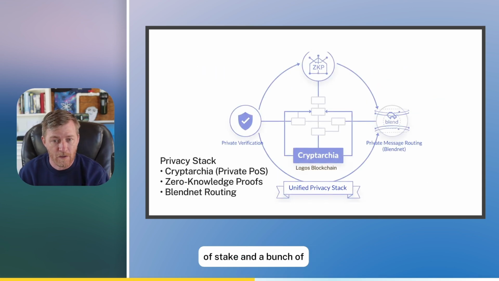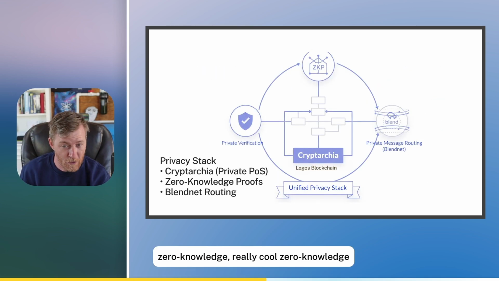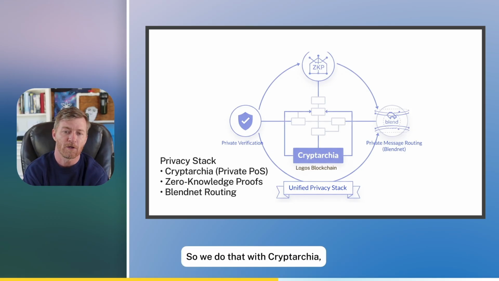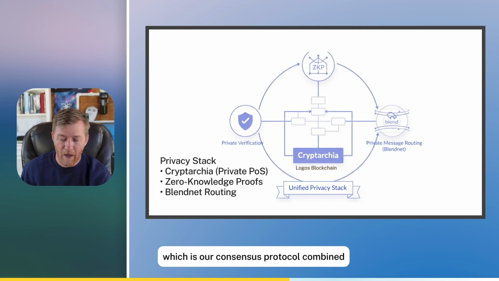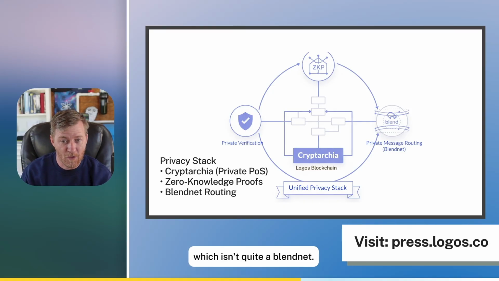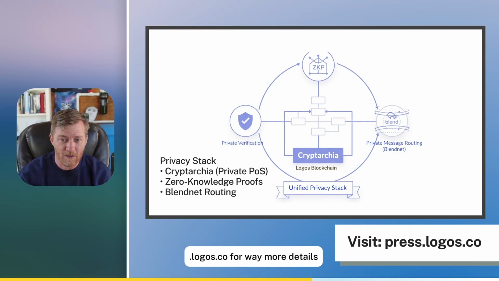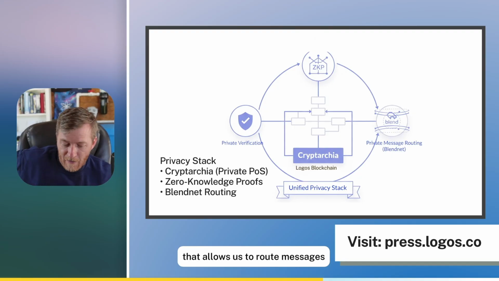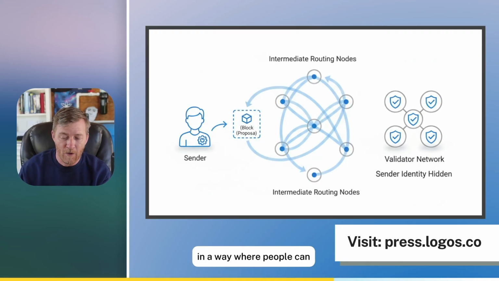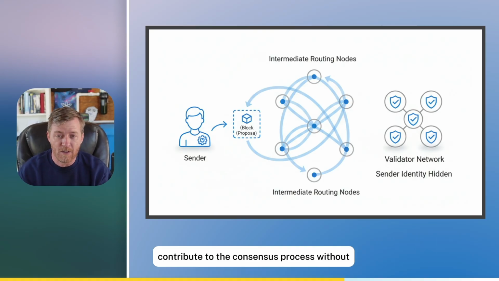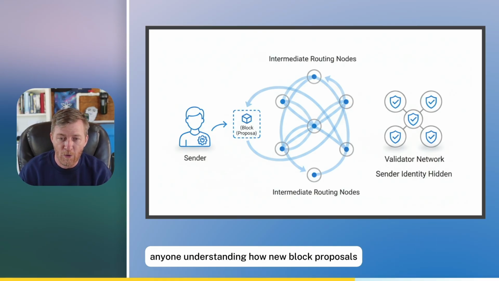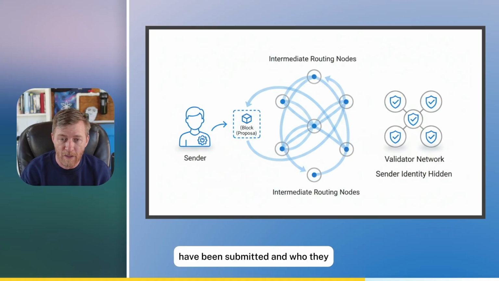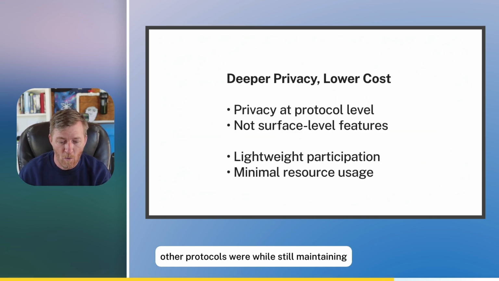We've just done this with proof of stake and a bunch of really cool zero knowledge technology. So we do that with Cryptarchia, which is our consensus protocol, combined with something like a blend net, which isn't quite a blend net. We have an article, you can go check it out on press.logos.co for way more details, that allows us to route messages in a way where people can contribute to the consensus process without anyone understanding how new block proposals have been submitted and who they were submitted from, but only that they're valid, which allows us to add privacy into the stack at a much, much, much lower layer than other protocols, while still maintaining low resource requirements for participating.